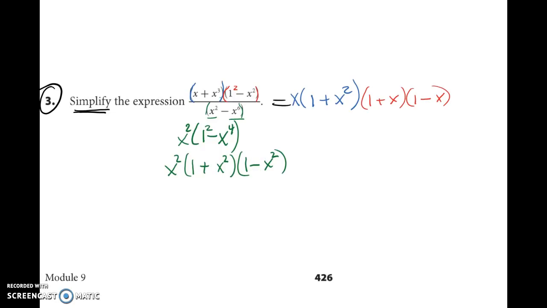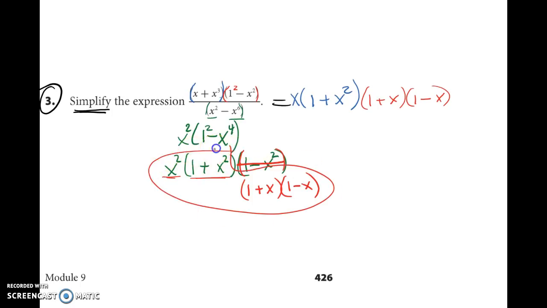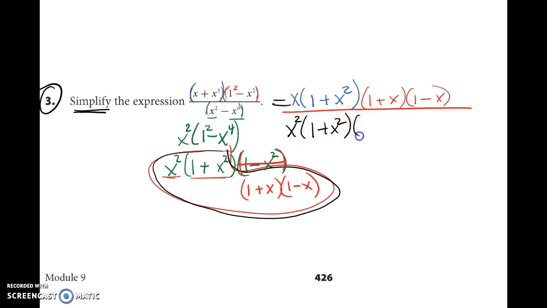And I really want to factor this completely, so I can't factor anything out of here. I can't factor anything out of here because this is a sum, but this is difference of squares, right? This parentheses right here could be further factored to be 1 and x, 1 and x, where 1 is positive and 1 is negative. So this is my new denominator. Let me go ahead and write that here. So I'm writing this here. I have x squared, 1 plus x squared, 1 plus x, and 1 minus x.